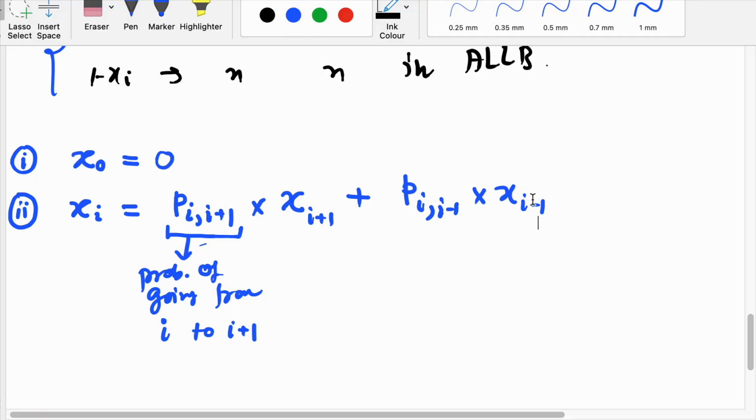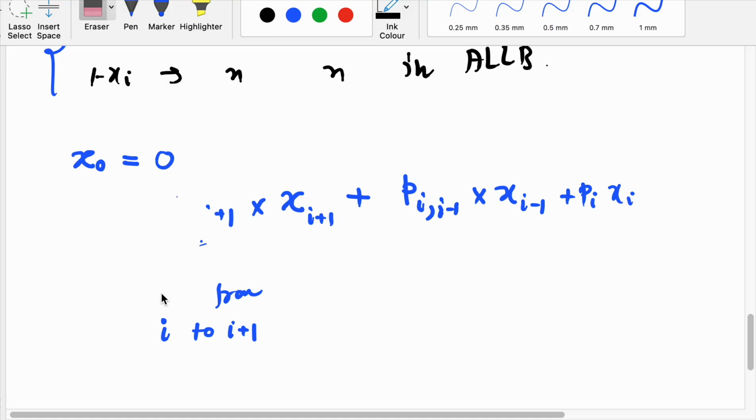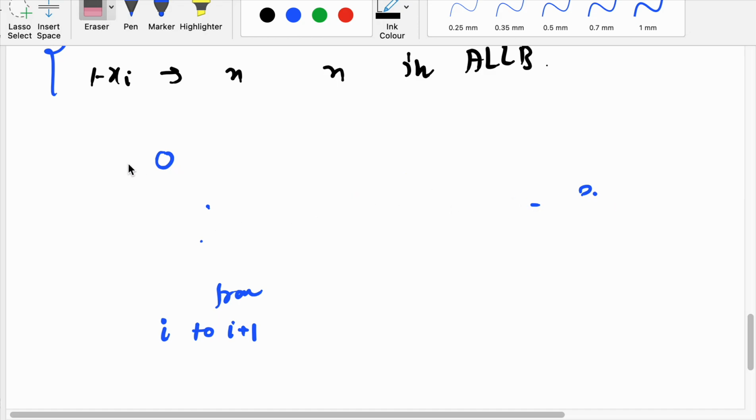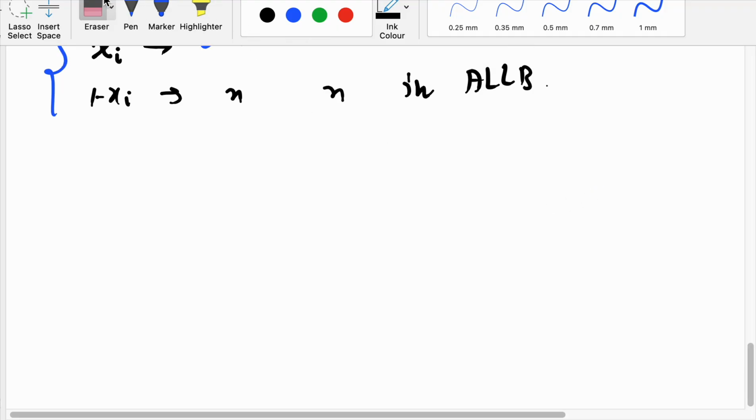Okay. So the probability of going from i to i plus 1 means the probability of going from xi to xi plus 1, isn't it? Exactly. Let me write it this way, then it will be much clearer. Let me first introduce this i plus 1. Okay, yes, you are right.